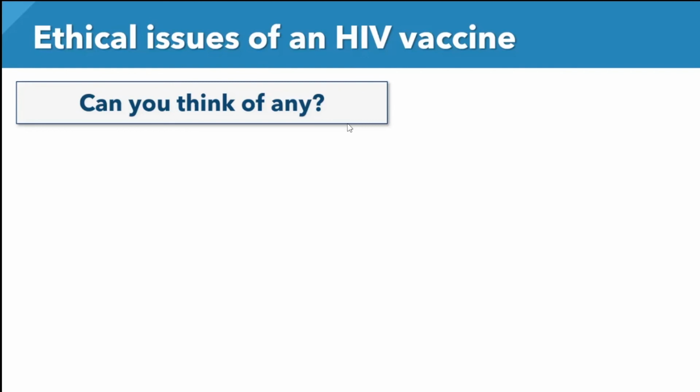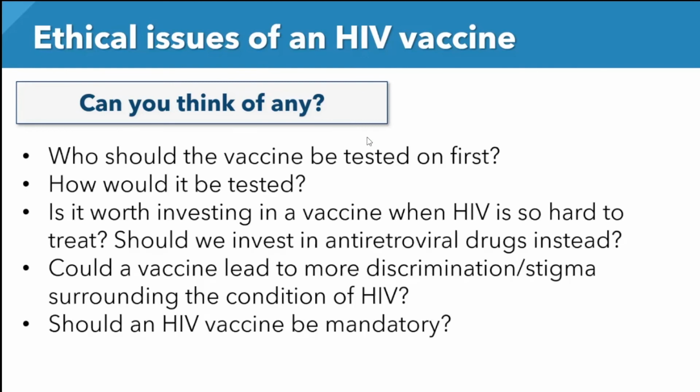So Shivas, if you just see some of the ones that Shivas found. Oh, okay, yeah. So, who should the vaccine be tested on first? As we talked about, animal testing is a problem. How would it be tested? Like we said, is it worth investing in a vaccine when HIV is so hard to treat? Should we invest in antiretroviral drugs instead?